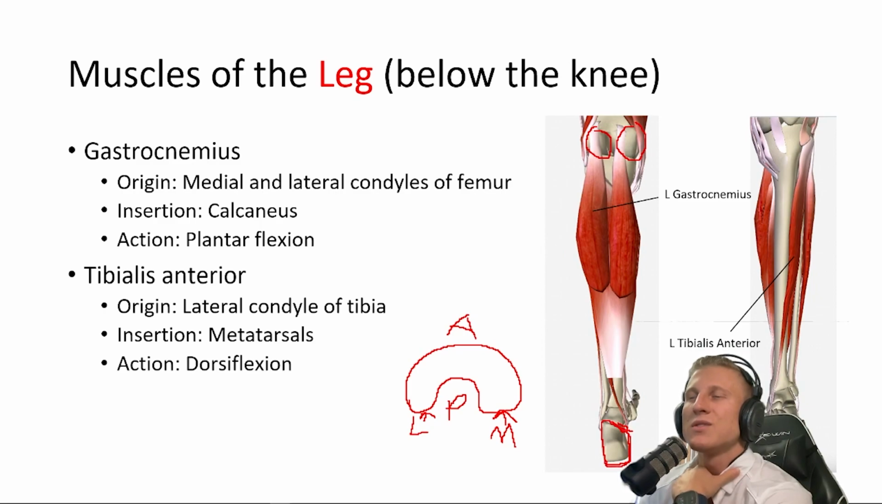And then insertion is on the calcaneus, this big bone right here. This is forming the majority of what we would think of as your heel, okay? It's your heel. And then we have the Achilles tendon that also is inserting down here, okay?